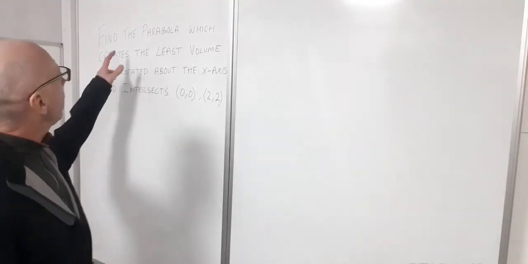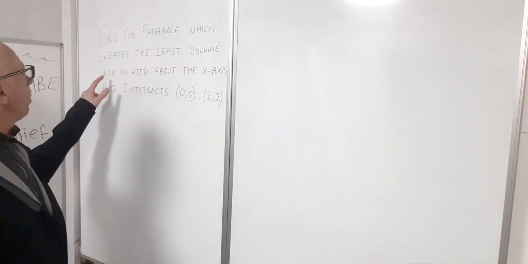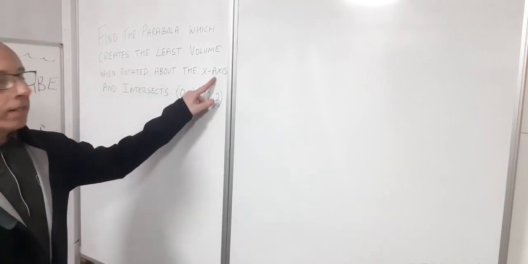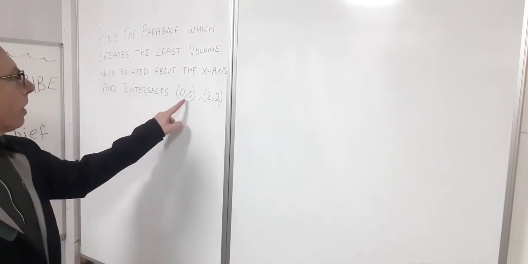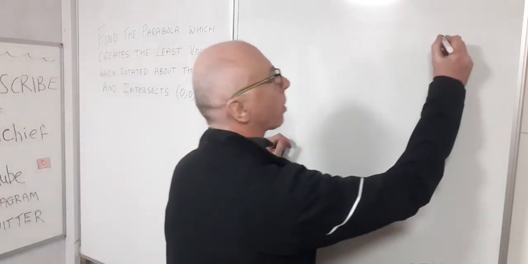So I've got a question here, and it's asking me to find the parabola which creates the least volume when rotated about the x-axis and intersects the points (0, 0) and (2, 2). So let's just have a quick look at what that's asking.